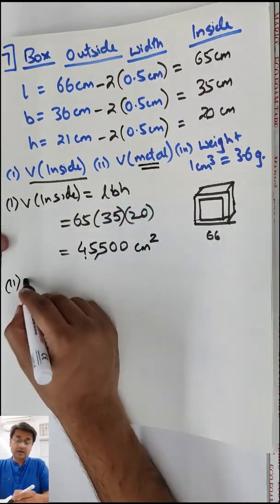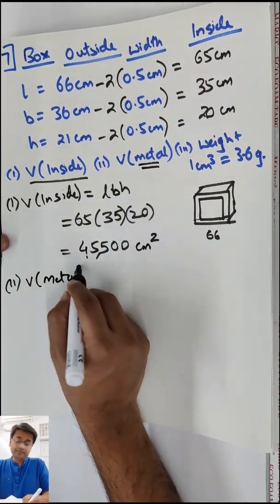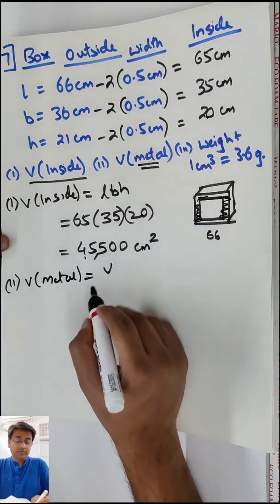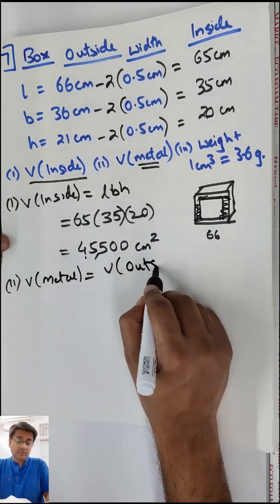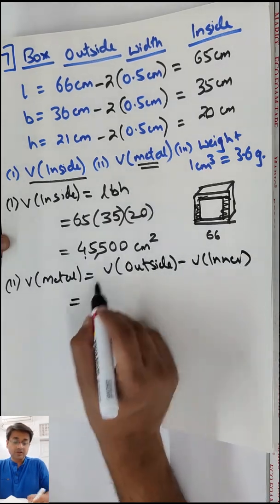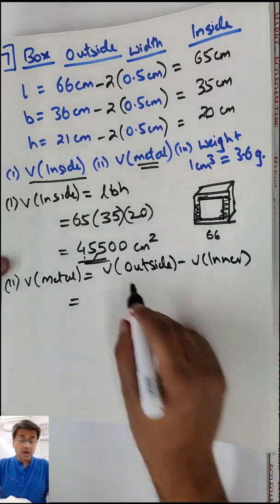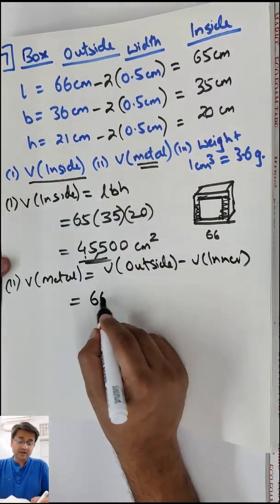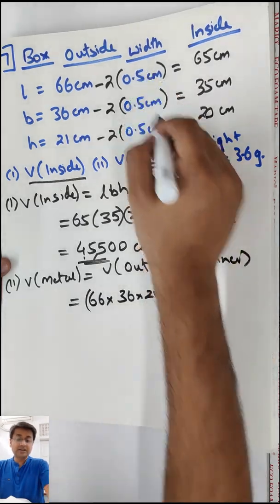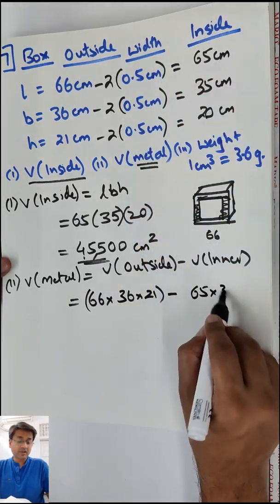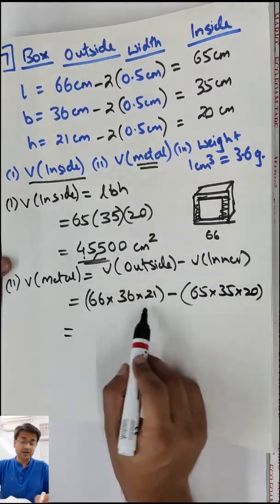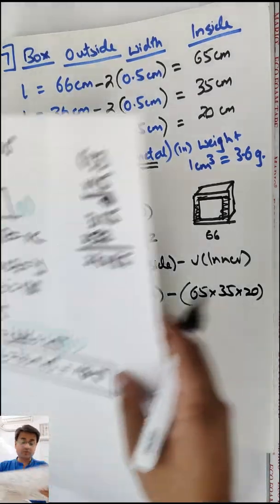Second, volume of the metal. So volume of the metal means only this thicker part, okay? So what we will do is volume of outside box minus volume of inner box. So inner box you've already found. Outside box let's find. So that will be length into breadth into height minus the inner, which is 65 into 35 into 20. So this you need not multiply, it's already there. This we'll have to multiply and check what answer do we get.